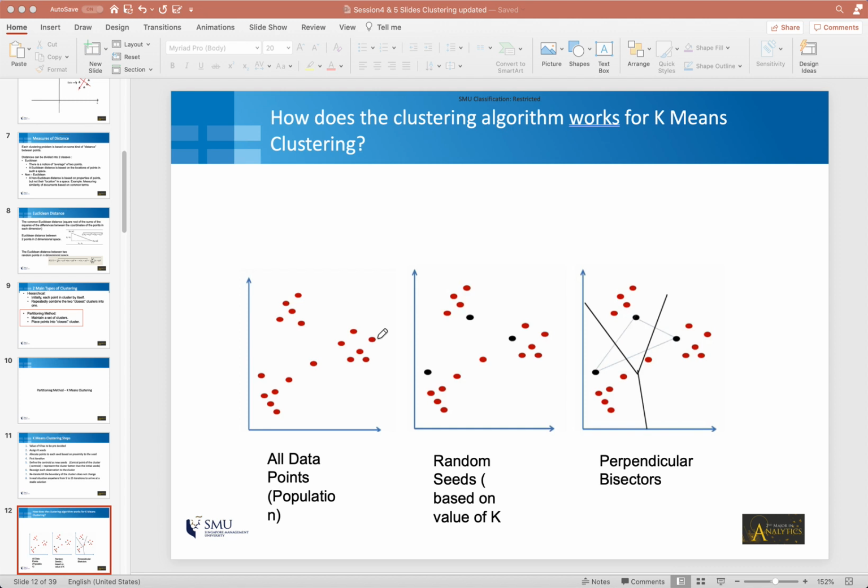The first thing we have to do is to choose a value of k. So k represents the number of clusters. In this case, we have chosen k equal to 3. So basically, we are saying that we are going to create 3 clusters in this data. So how do we get started? Once we've chosen a k, we will randomly pick k seeds.